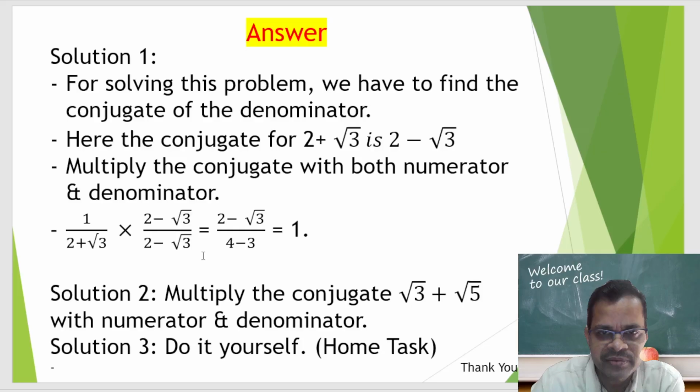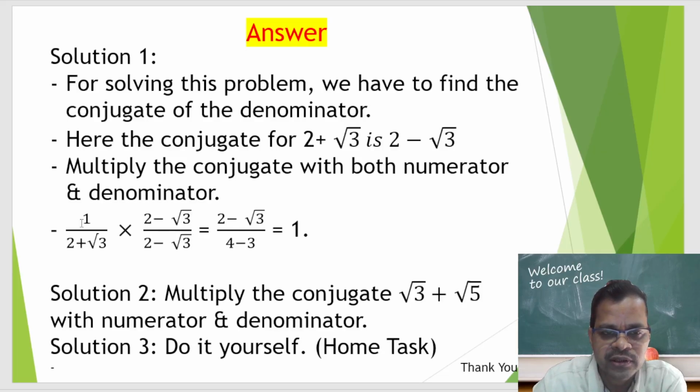In the previous algebra sections in the previous classes, you must have seen, to simplify an equation you have to multiply the same term both in the numerator and the denominator, so that you can simplify the equation. Here also the logic remains the same. So if you multiply 1 by 2 plus square root of 3 by the conjugate number 2 minus square root of 3 divided by 2 minus square root of 3, what kind of answer will you get?